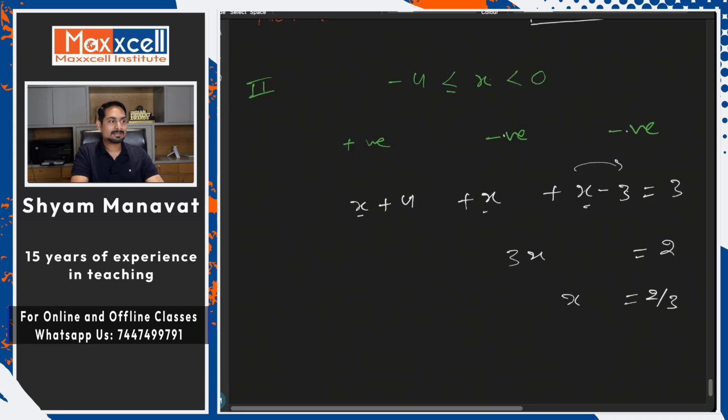Do you find this 2 by 3 in the range of -4 to 0? Tell me, do you find that? No, that's not. So what do you say in that case? This is also not a valid solution.